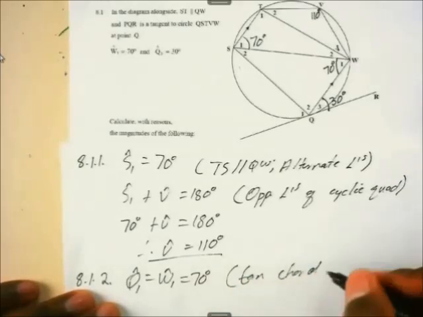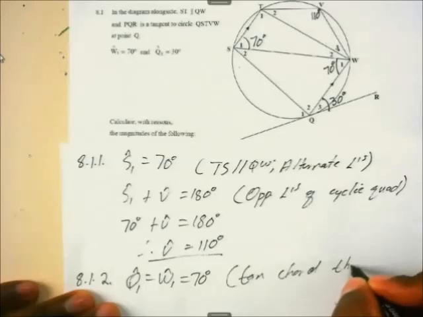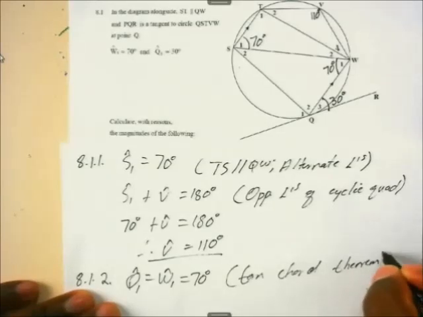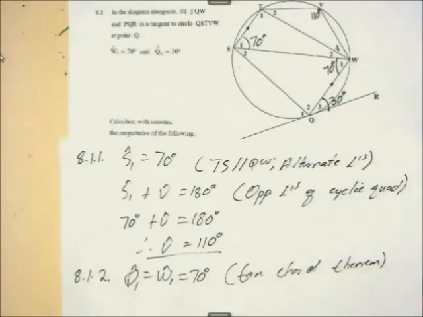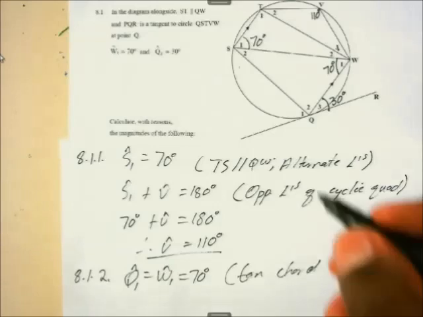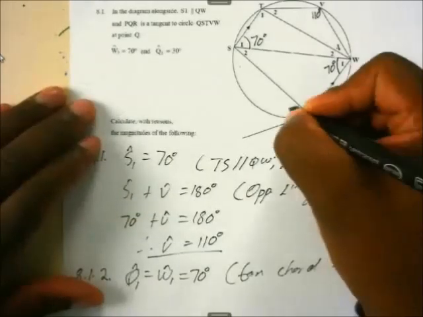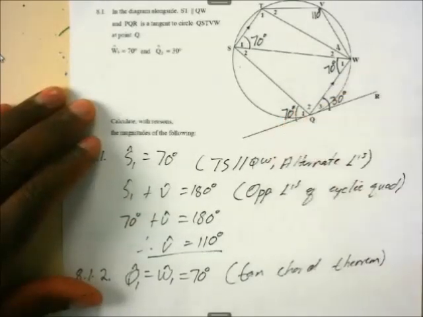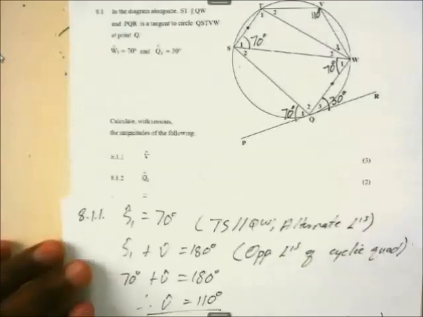Tan-chord theorem: the angle between a tangent to the circle and a chord drawn from the point of contact is equal to the angle in the alternate segment. So Q1, where is it? Here is Q1. We've got Q1 here as 70 degrees as well. 8.1.2 answered.